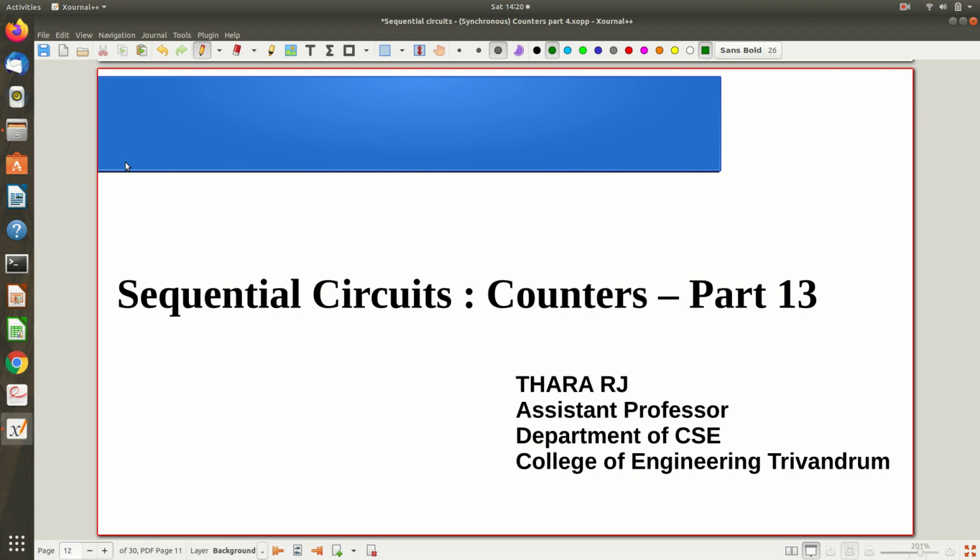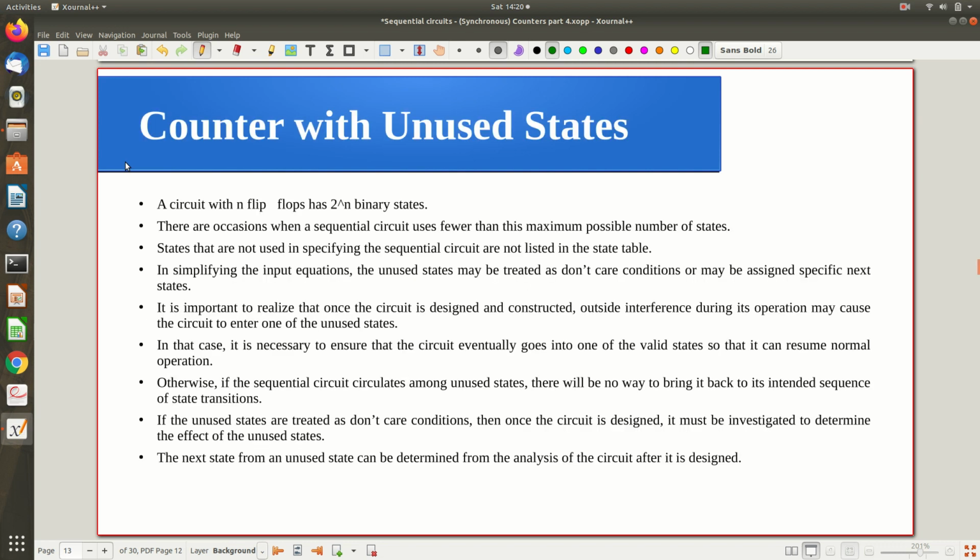Now it's time to explore something called a counter which can count with some of this in between. It's not counting in a continuous manner. In between, some of the states are invalid or they are not used. Accordingly, the counter should be able to count. So that is our requirement.